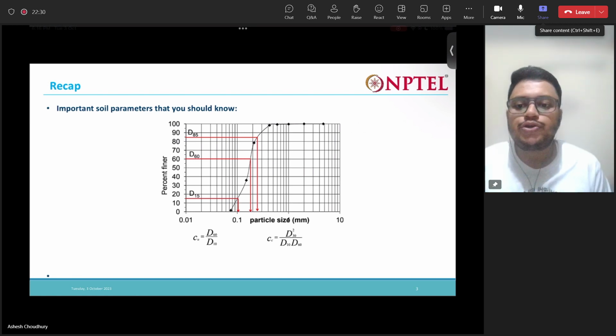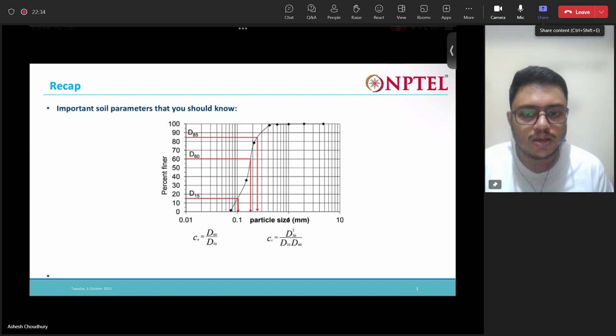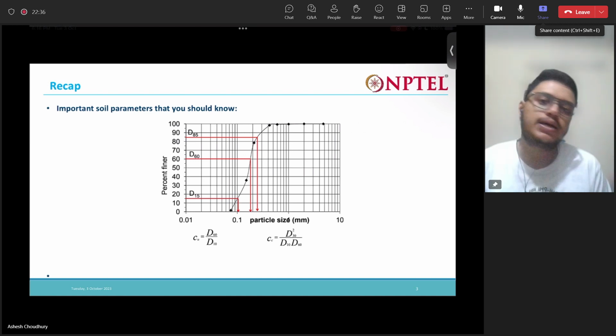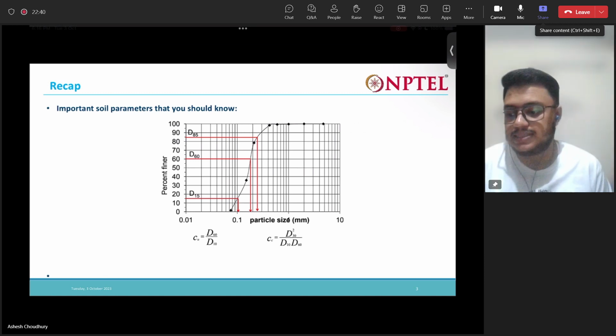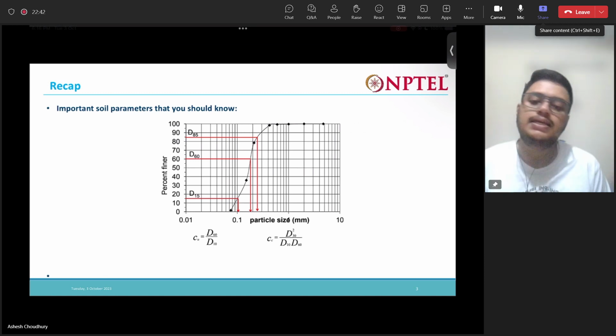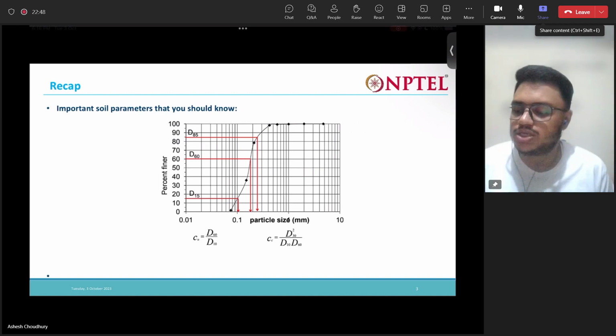Then you need to know the grain size distribution of the soil. Some parameters related to the grain size distribution are the D60, the D10 size, and the D30 size. With those you can find the coefficient of uniformity, CU, and the coefficient of curvature, so you can say whether the soil is well graded or poorly graded.